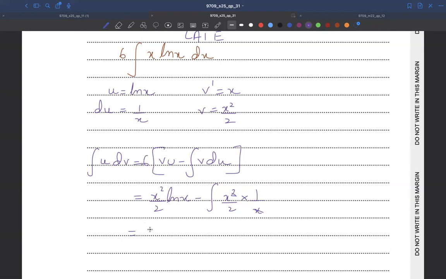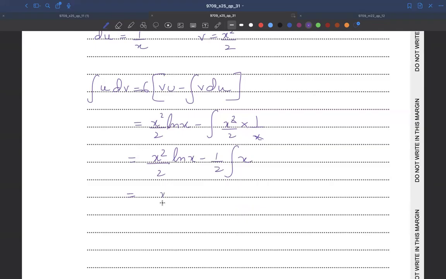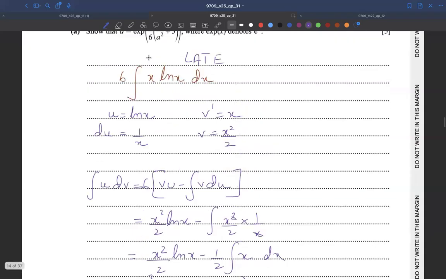So we'll get x squared upon 2 ln of x minus 1 upon 2 integral of x. And integrating x, we'll get x squared upon 2 ln of x minus x squared upon 4. And then we multiply the whole expression by 6. So we'll get 3x squared ln of x minus, and then 6 into 1 upon 4 would be 3 upon 2 x squared. And now we'll substitute the limits a and 1 and then put it equal to 4.